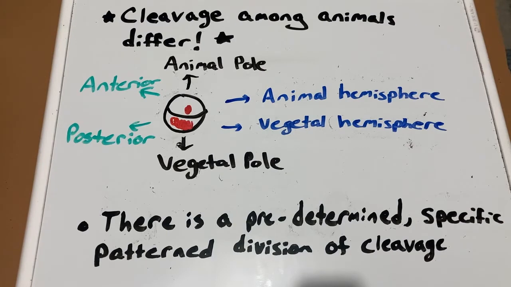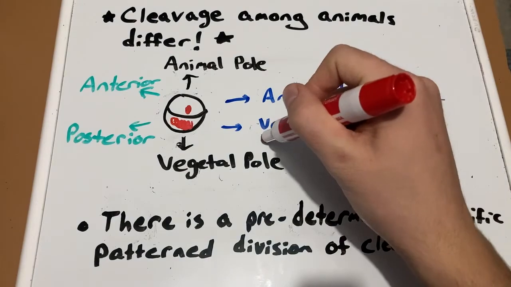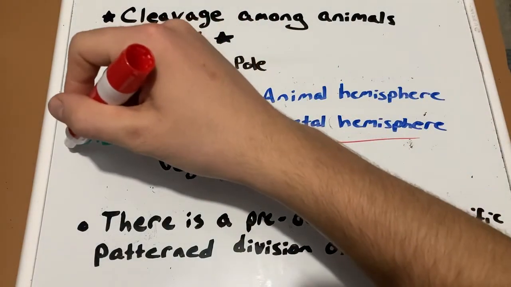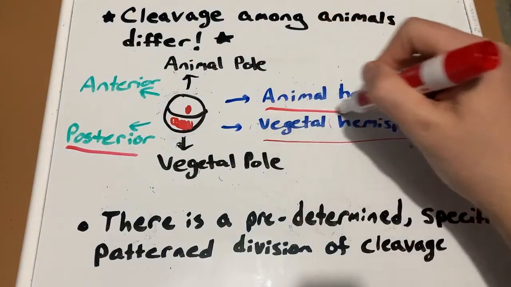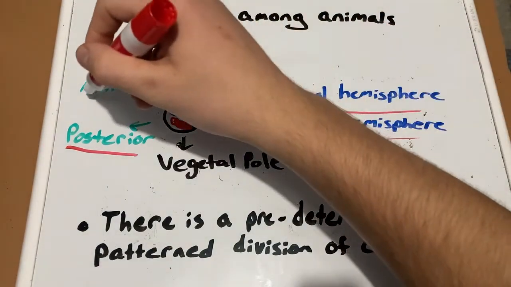Also, the animal-vegetal axis has a predetermined anterior-posterior axis in place of the egg. So in other words, the animal hemisphere makes up the anterior axis, and the vegetal hemisphere makes up the posterior axis, as seen here. So again, the vegetal hemisphere will be predetermined with the posterior axis, and the animal hemisphere will be predetermined with the anterior axis.